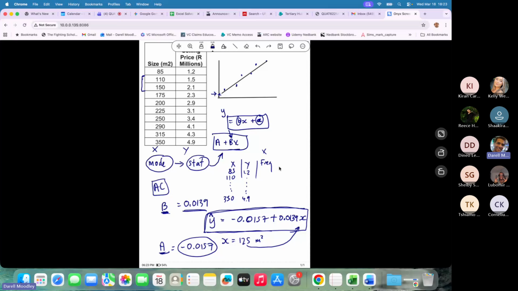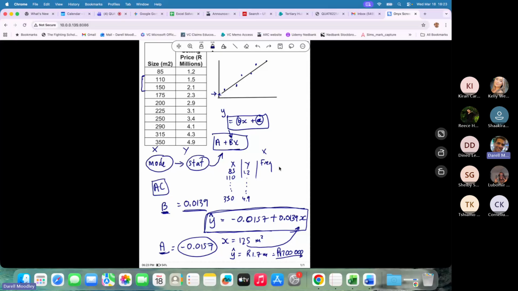If I do that, you can give it a shot. If you plug in 125, then the estimated sales price will be 1.7 million. So your estimated sales price is 1.7 million. Or in other words, instead of writing mil, you can write the full value, 1700.